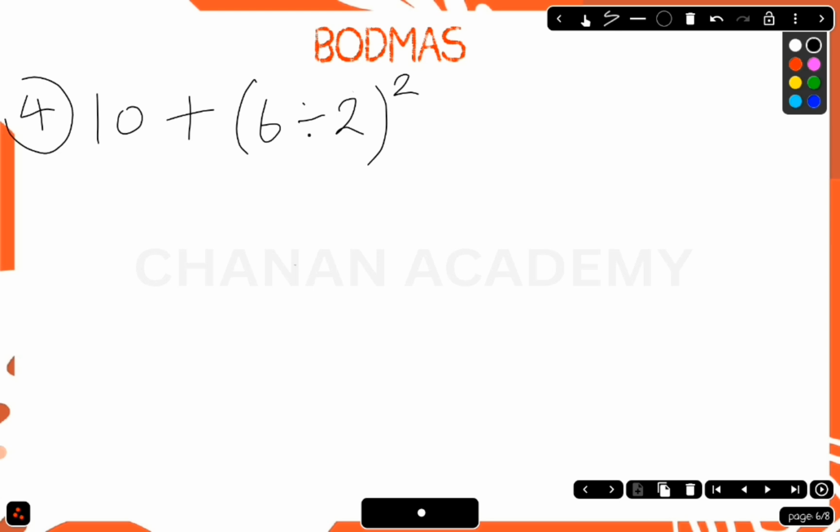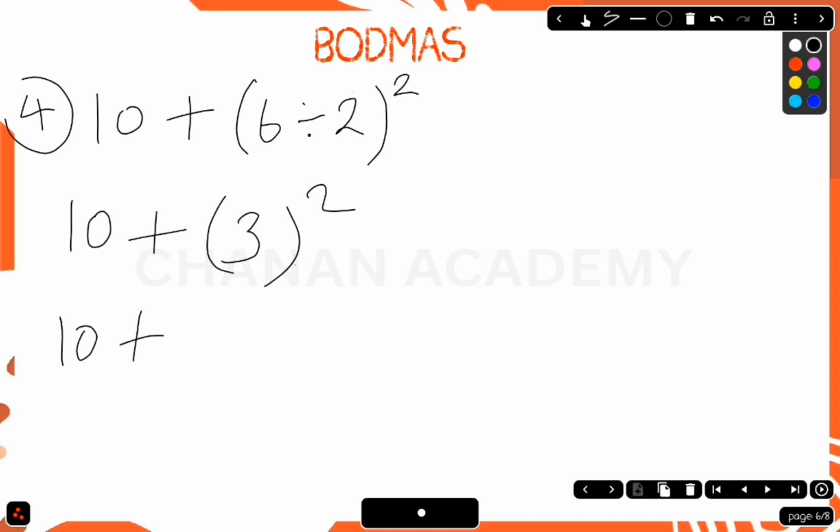So we have 10 plus the bracket 6 divided by 2, we have 3. So the order: 3 raised to power 2 is 9. So 10 plus 9, the answer is 19. So that's our answer.